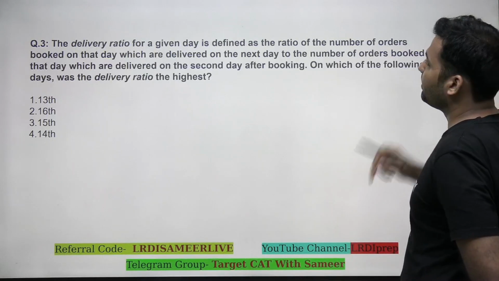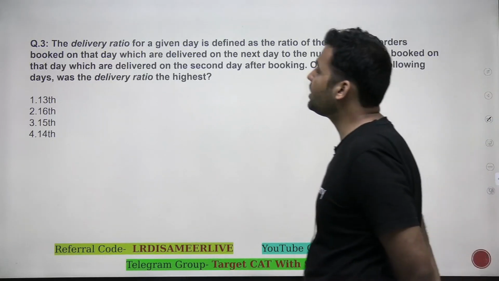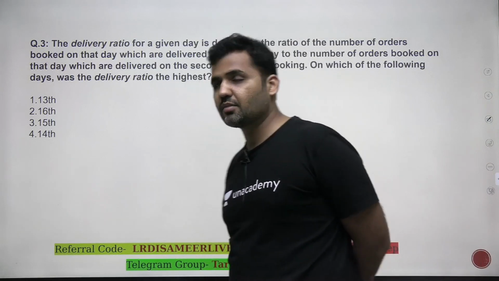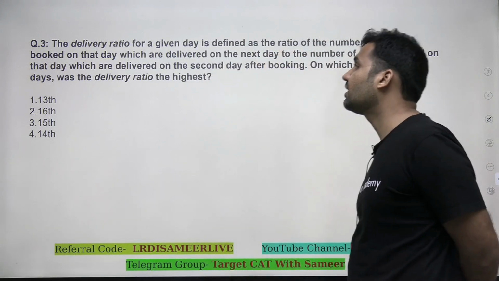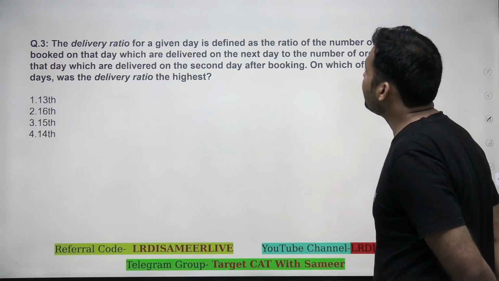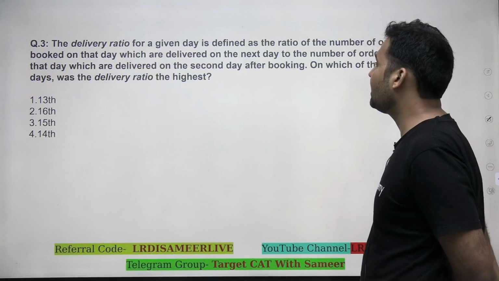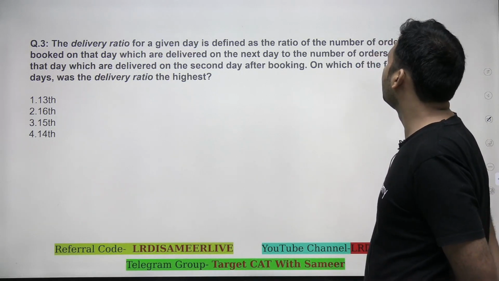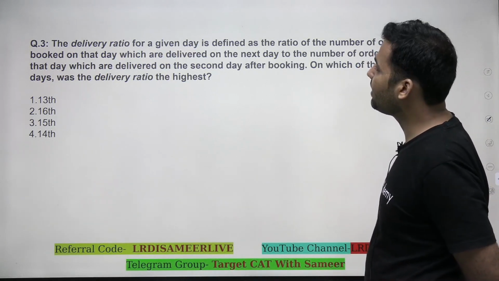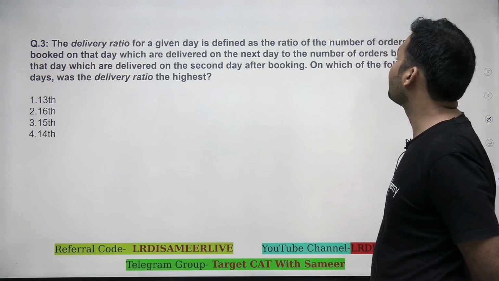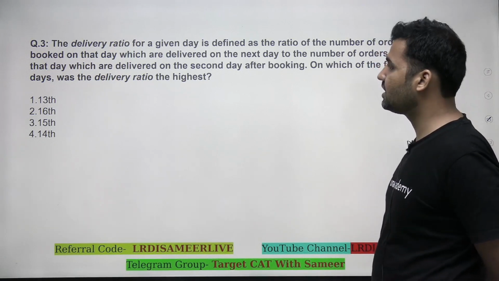Let's have a look at question number 3 now. The delivery ratio is just a calculation based question, right? Our job is almost done. The delivery ratio for a given day is defined as the ratio of the number of orders booked on that day which are delivered on the next day, to the number of orders booked on that day which are delivered on the second day after booking. On which of the following days was the delivery ratio the highest?